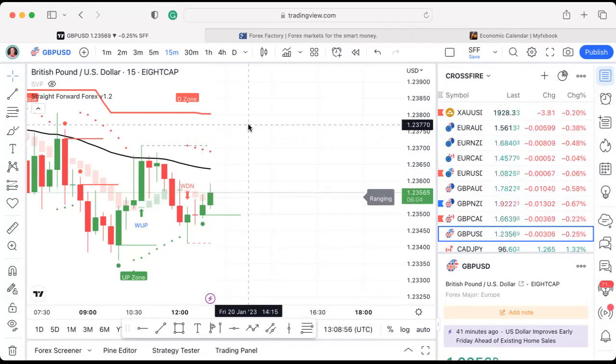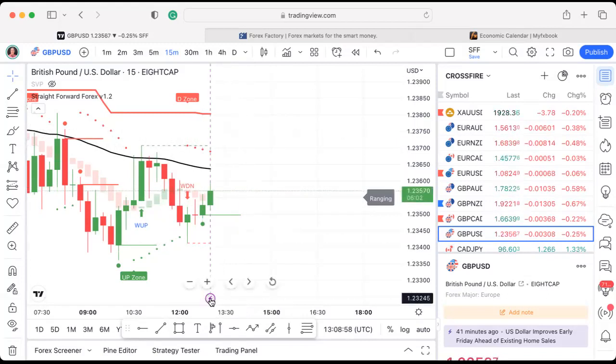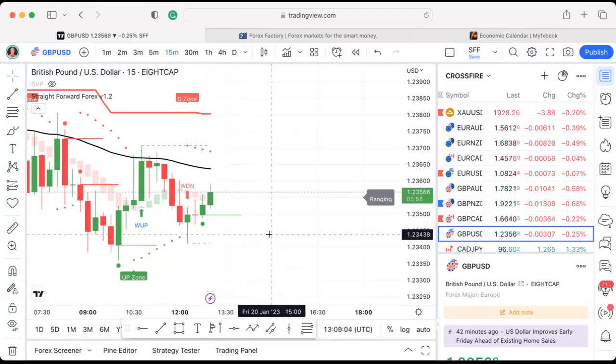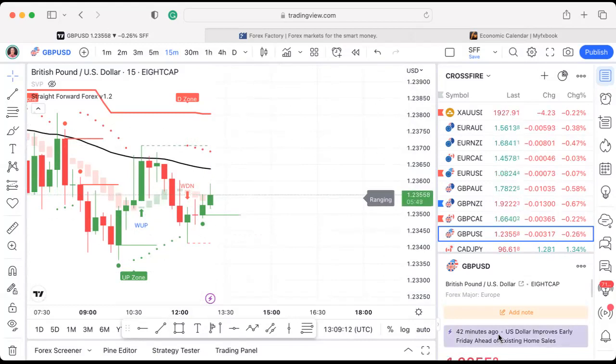There's something else as well. You see this indicator, this sort of Zorro thing down here. This is alerting me to the fact there's something going on news-wise. And if you look at this panel here, it says 42 minutes ago, the US dollar improves early Friday ahead of existing home sales. So what we need to do is look at the news, Forex Factory.